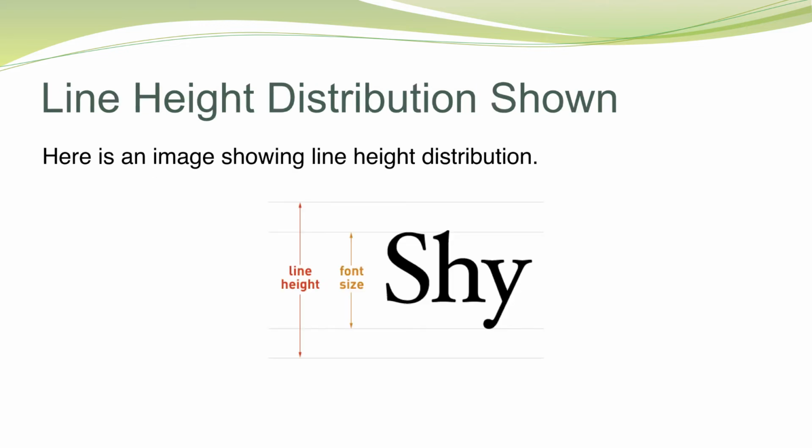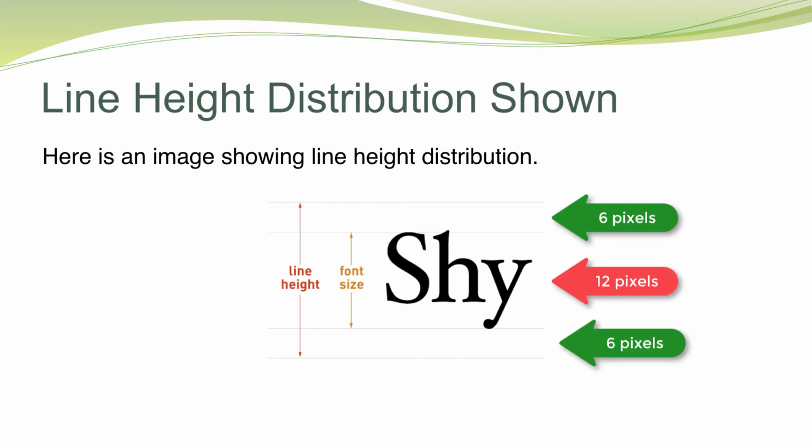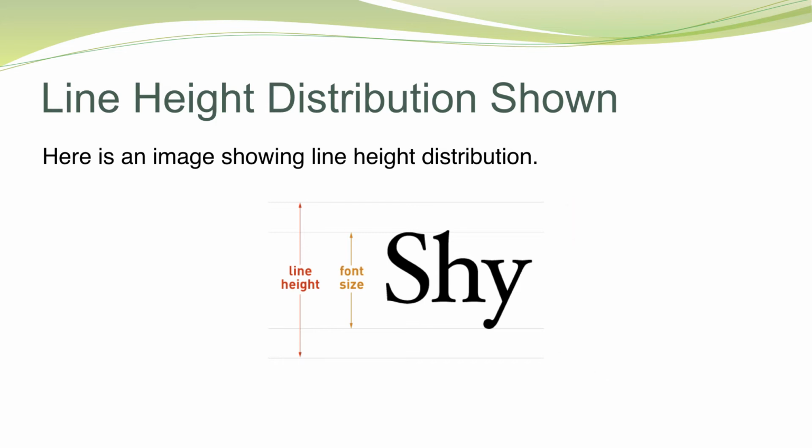Here is an image showing the line height distribution. The font size will be 12 pixels with 6 pixels on the top and bottom. Line height can be changed based upon whether or not you are using a unit or not using a unit.